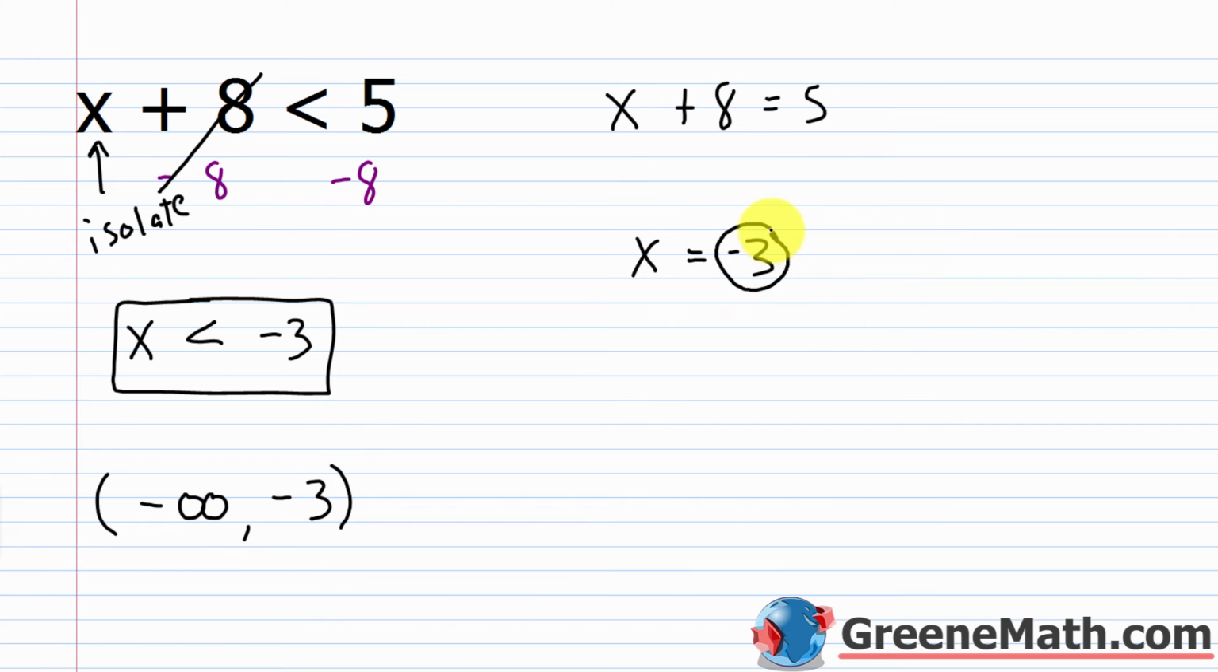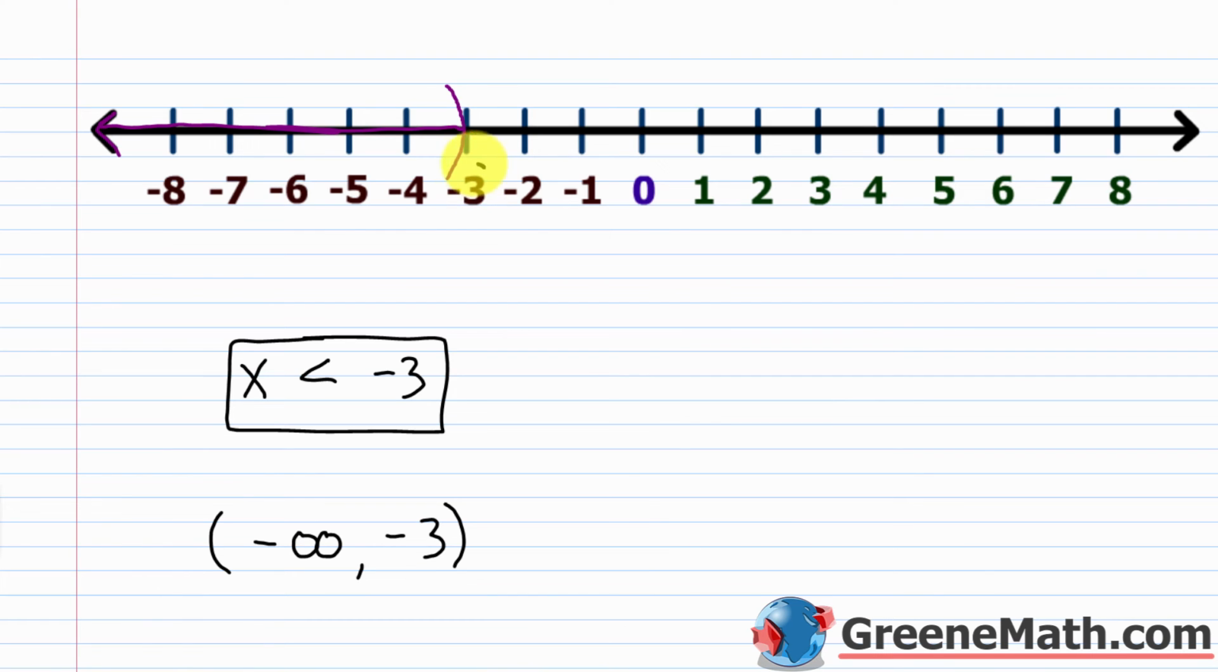Okay? So I'm going to take this negative 3 and plug it in for x. So negative 3 plus 8 does equal 5. So that checks out. So this is referred to as our boundary. Now, the boundary is going to separate the solution region from the non-solution region. And graphically, you can kind of see that negative 3 is the cutoff. Anything less than negative 3, anything over here works. So this is your solution region. Then anything starting at negative 3 and beyond doesn't work. So this is your non-solution region.